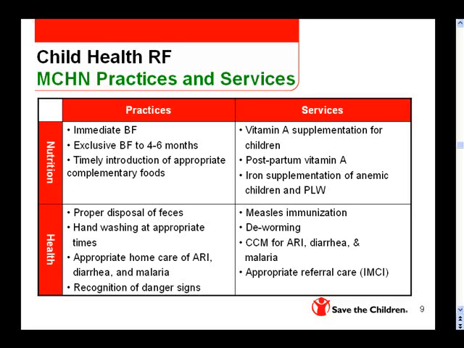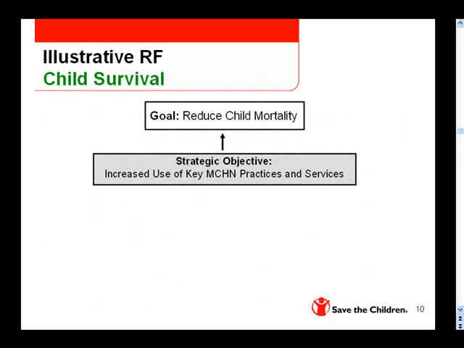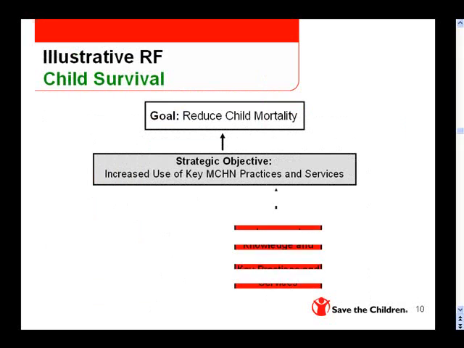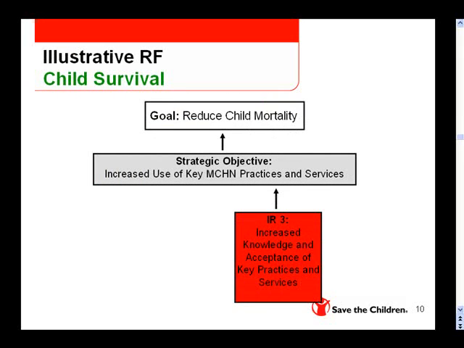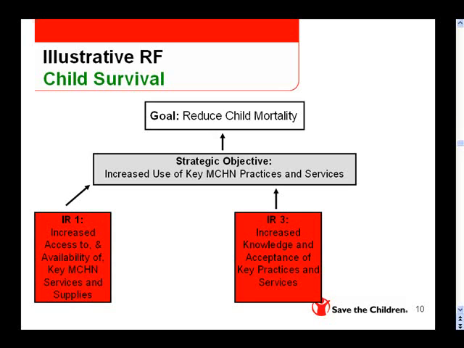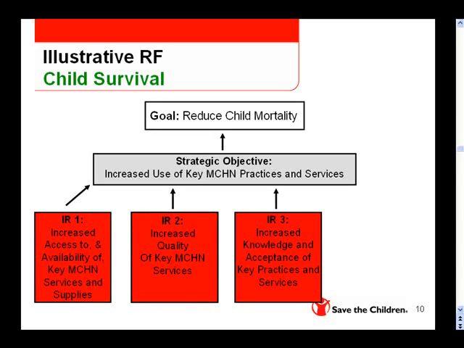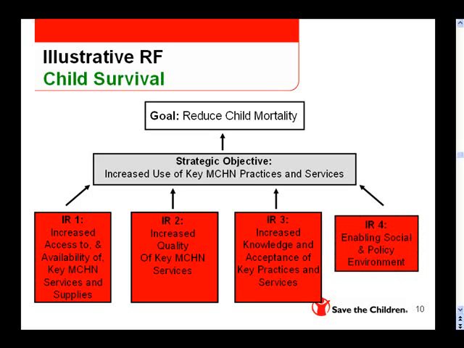appropriate referral care, etc. Going back to the results framework of the child health program, the intermediate results would include increased knowledge and acceptance of key maternal and child health and nutrition practices and services, increased access to and availability of key maternal and child health and nutrition services and supplies, increased quality of key maternal and child health and nutrition services, and the enabling social and policy environment.